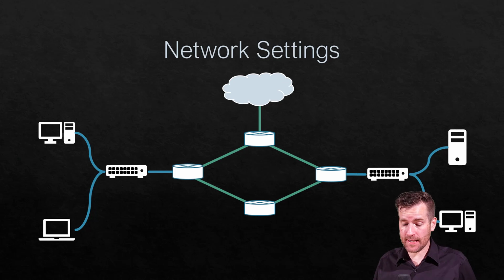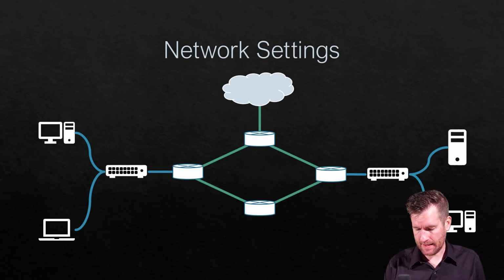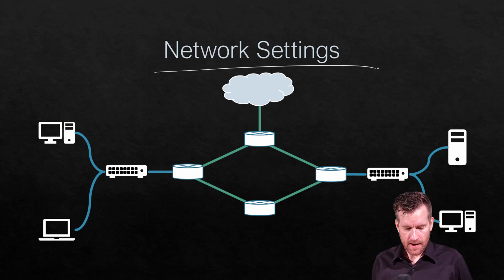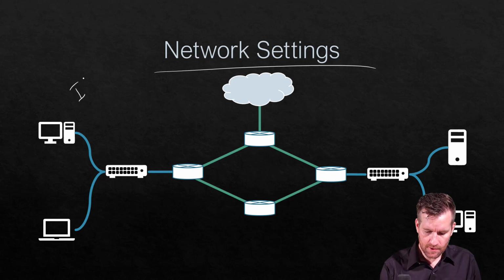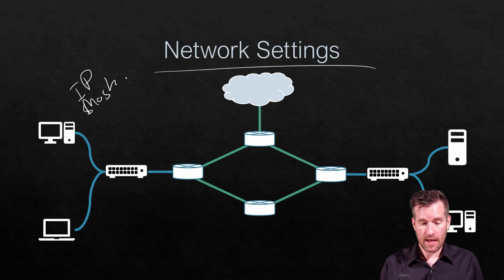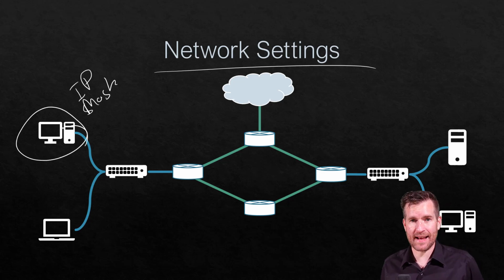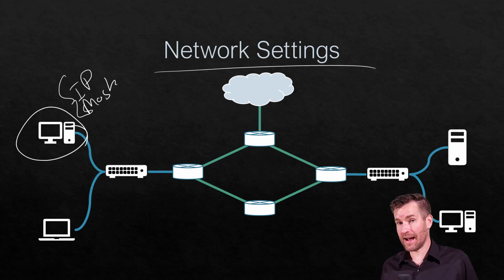Now let's get into some layer 3 settings, so some network settings. Now we know we need an IP address and a mask on this machine in order for this machine to communicate out to other devices. And so these need to be configured. We need to also configure them correctly. So if we configure these incorrectly, then they may not communicate as they should be communicating.